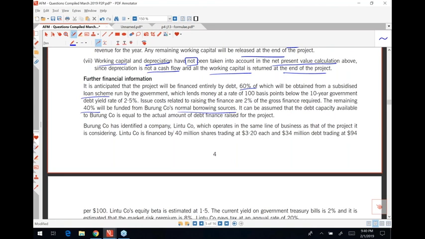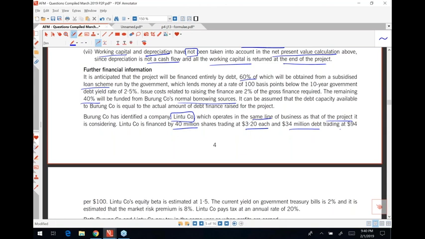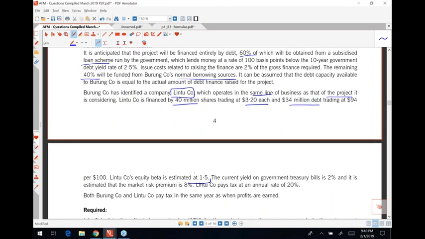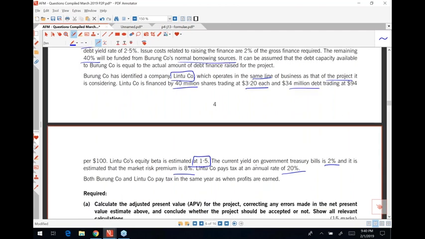It says Borung has identified a company, Lintu, which operates in the same line of business as that of the project. Lintu is financed by 40 million shares trading at 3.2 and 34 million debt trading at 94. Lintu's equity beta is 1.5. The current yield curve is 2%, and the estimated market risk premium is 8%. The tax is 20%. Both Borung and Lintu pay tax in the same year when the profits are earned.